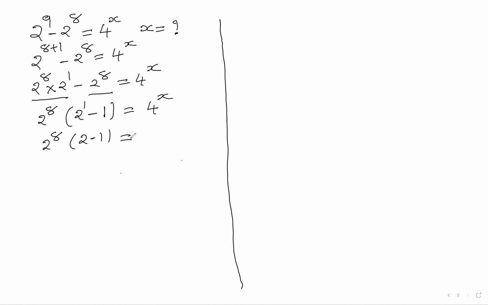Now, I will also try to work out a little bit on the right-hand side. So 4, I can write as 2 power 2. And then there is a power x. So this will become 2 power 8, and then 2 minus 1 will be 1, which will be equal to, now index law, if there's a power on another power, then you multiply. So 2 power 2x. So left-hand side, 2 power 8 multiplied by 1 will be 2 power 8. And that is equal to 2 power 2x.